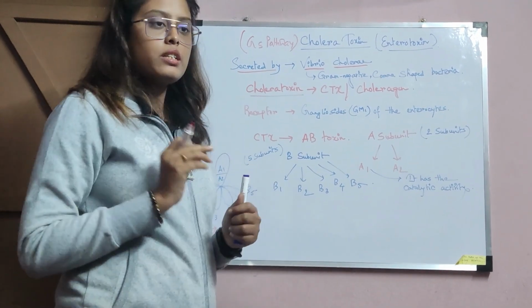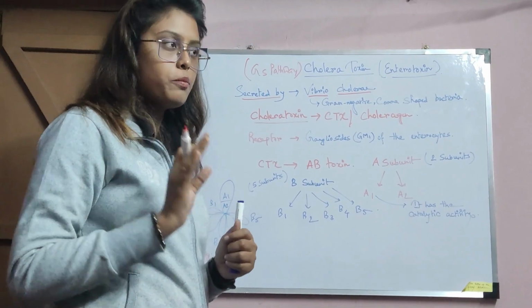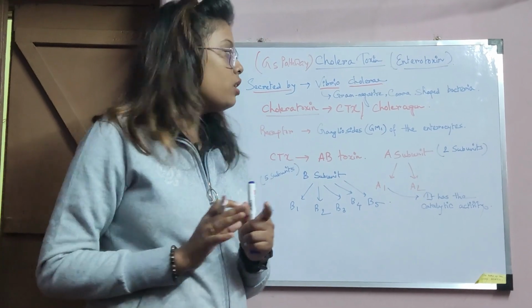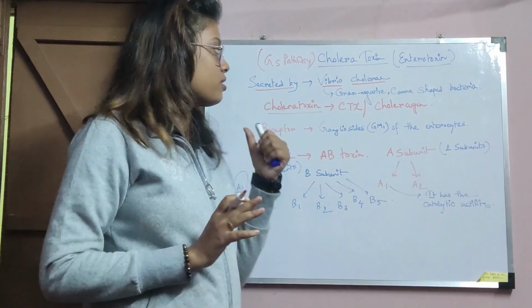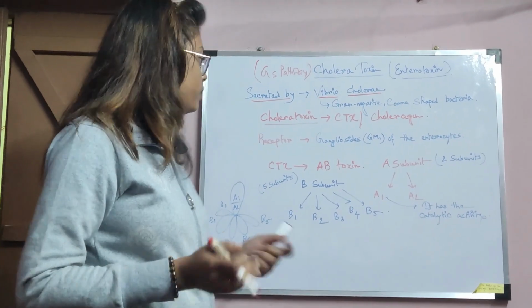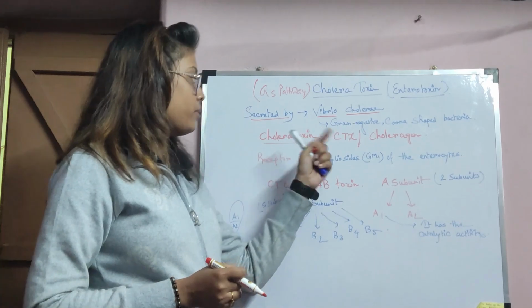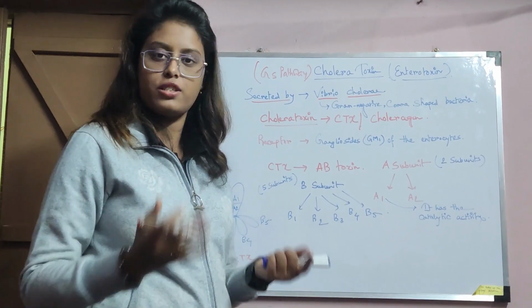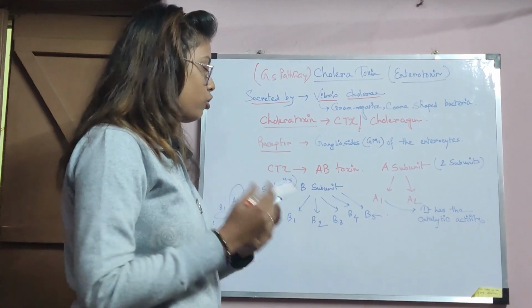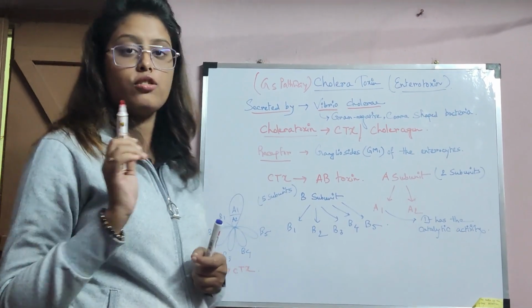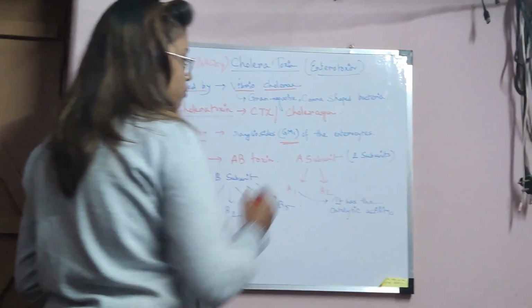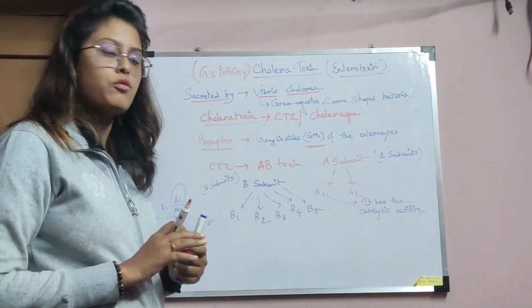The cholera toxin is mainly an enterotoxin, which means that it targets the enterocytes of the small intestine. It is secreted by the gram-negative comma-shaped bacteria known as Vibrio cholerae. We all know that. The cholera toxin is also abbreviated as CTX or CT or choleragen. The receptor of the cholera toxin is the ganglioside on the enterocytes, mainly GM1, which is present in the enterocytes of the small intestine.